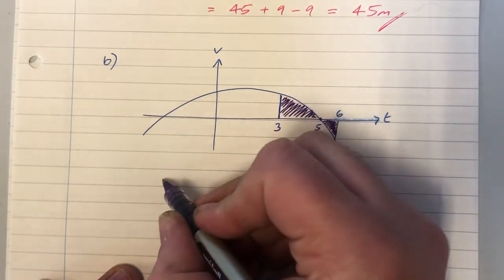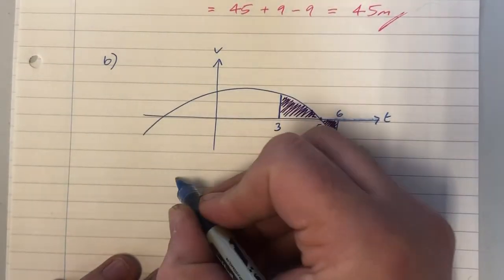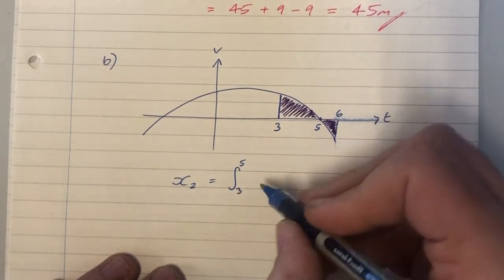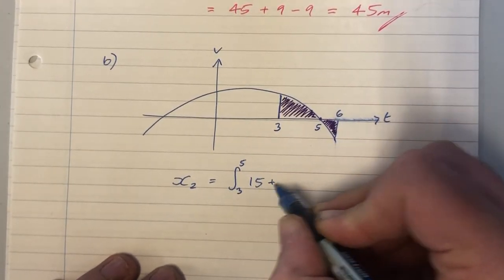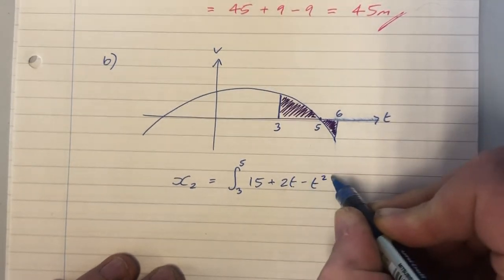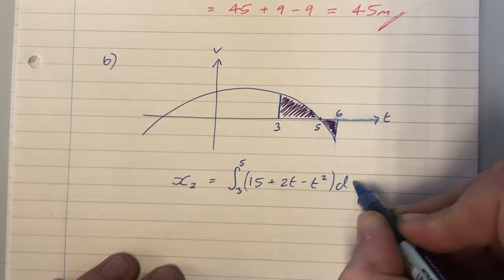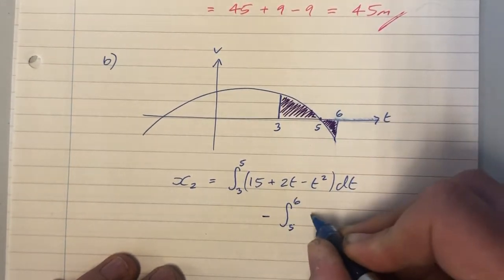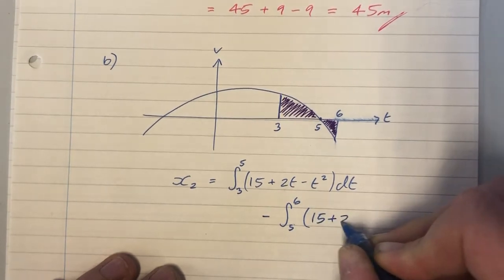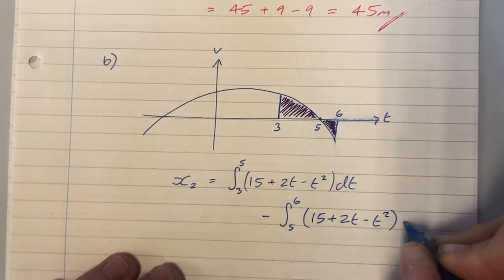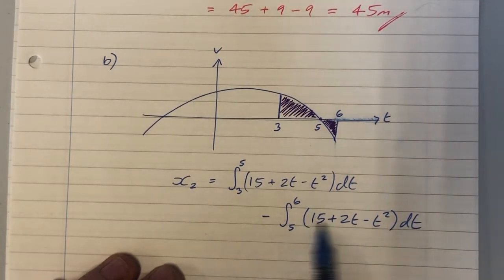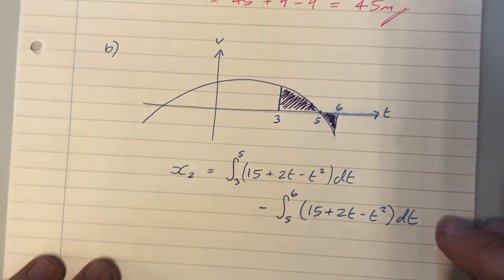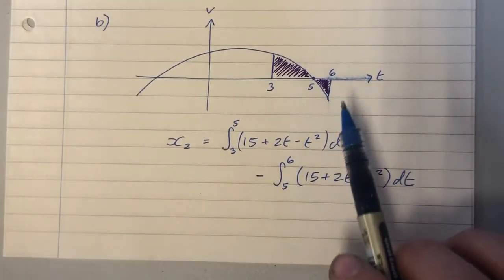So the only way to get this, which I'm going to call x2, is the integral between 3 and 5 of my function of t, that's v with respect to t. And then I need to subtract the integral from 5 to 6 of this function of t, because I know that's going to come out negative. That's going to be a negative number, this integral, so I want to take it away, so then I'm actually adding the area. So you've got to be really careful with questions regarding distance.